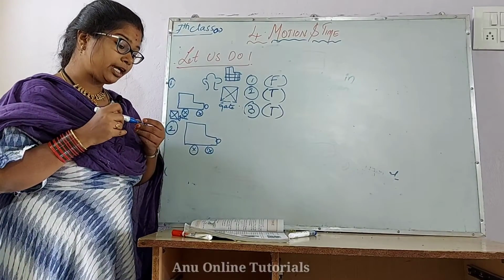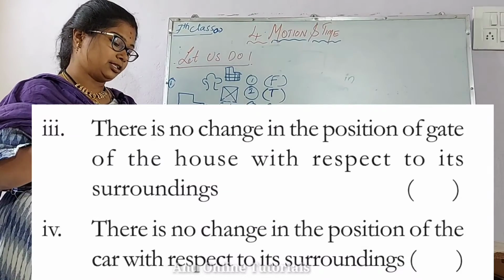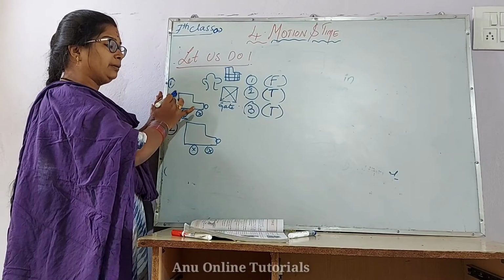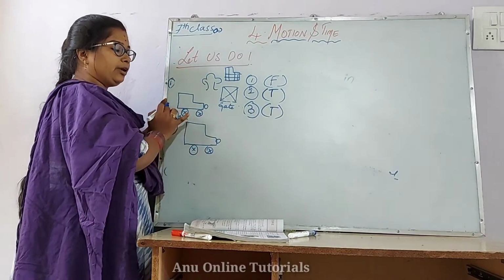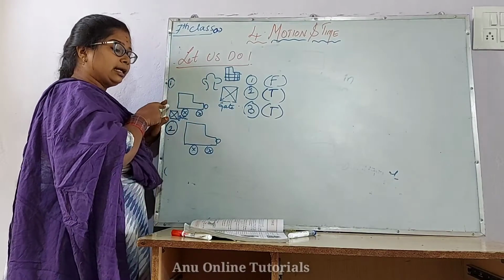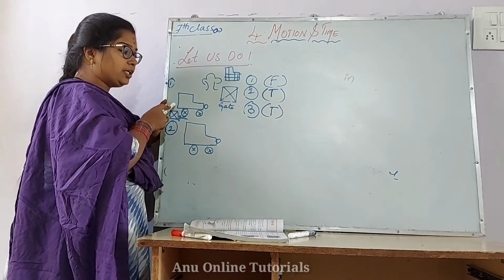Next, there is no change in the position of the car with respect to its surroundings. So, what are the surroundings of this car? The car's surroundings are the tree, building, gate and all. So with respect to all these surroundings, the car is not changing its position. There is no change in its position.